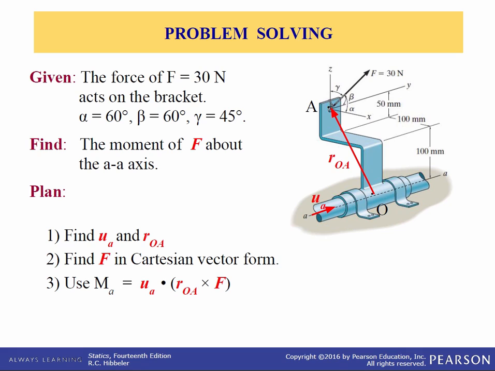Let's do another one. Here we have this force F, 30 newtons, applied to the bracket at A. And once again, we're given the direction cosine angles, so finding F in Cartesian form will be simple. We're going to follow the same approach. We're going to find a unit vector along the bracket. We're going to find r of O with respect to A. So I'm on O, I want to get to A, that's this vector here. And finally, we're going to find F in Cartesian form and then use the triple scalar product to solve for the answer.